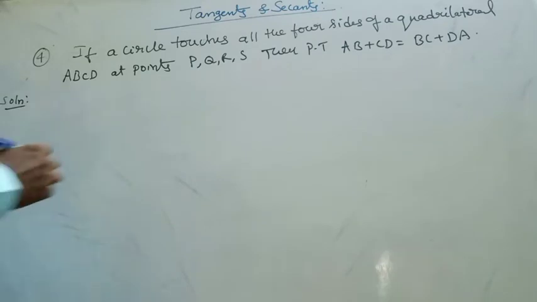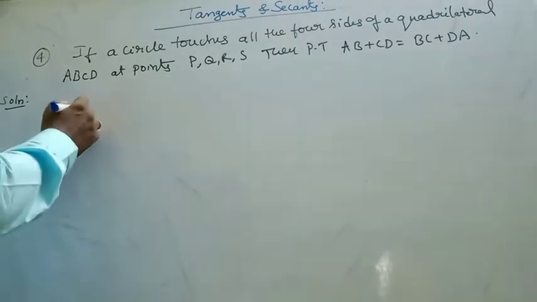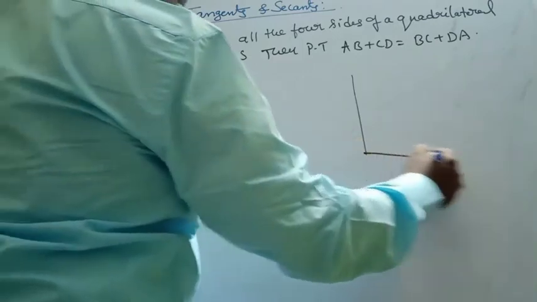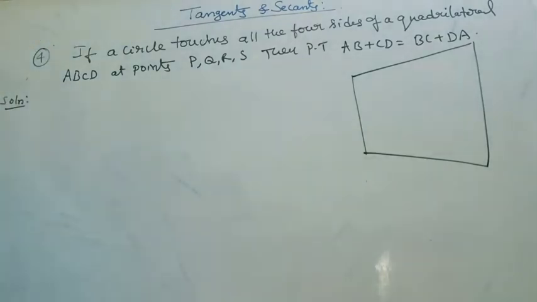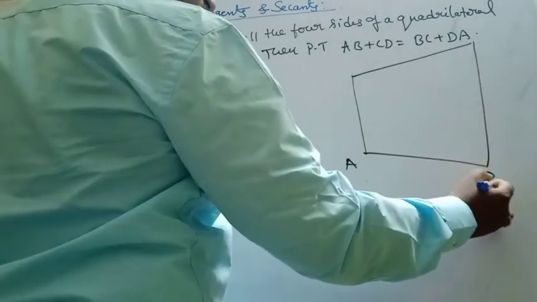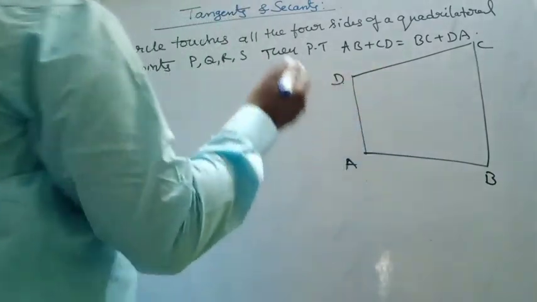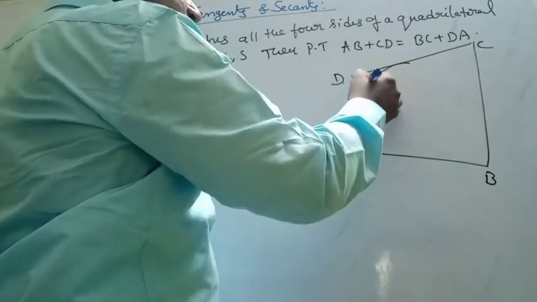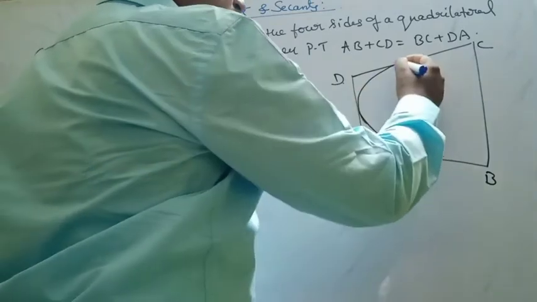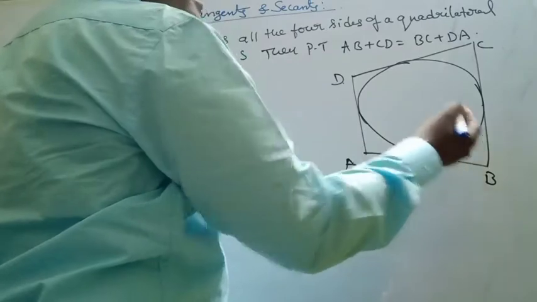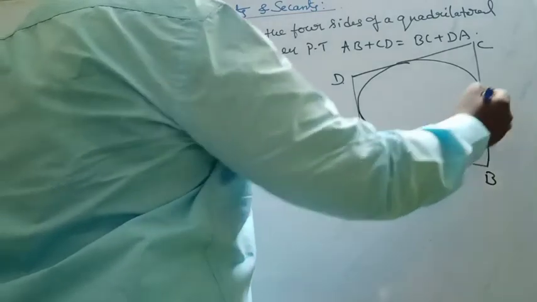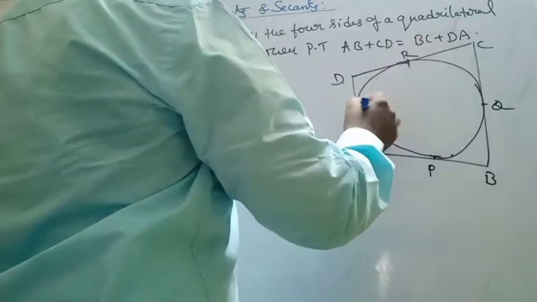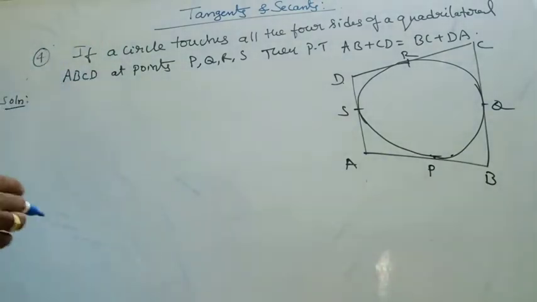You see here, we have a quadrilateral like this, right? Something you take, anyway you can take, just I am taking like this. ABCD is a quadrilateral we have. And a circle is touching all the 4 sides of the quadrilateral ABCD, like this. Let us call the points of contact P, Q, R and S, like this. Now you need to prove that AB plus CD is equal to BC plus DA. This is the diagram, wonderful diagram.